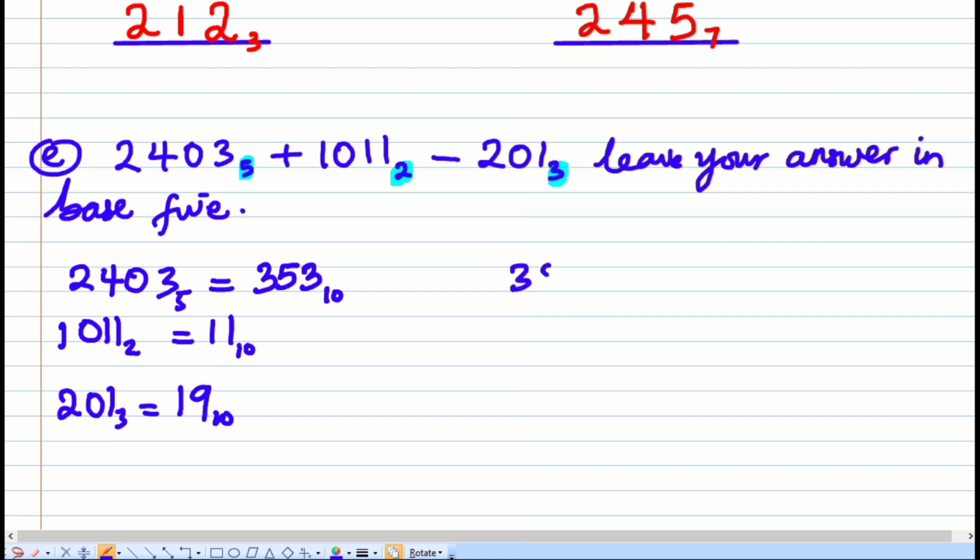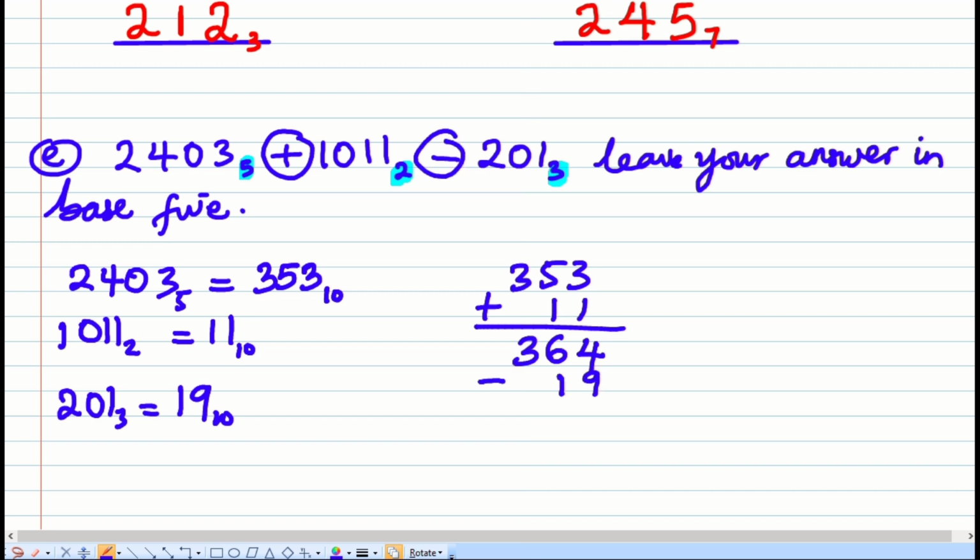So now we have 353 plus 11. You notice that we have addition first. This is in base 10 now, so just do our normal addition. This is 4, this is 6, 364. Then 364 minus 19, because you notice this is 19. So that'll be our final answer.